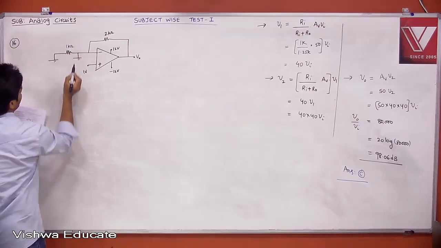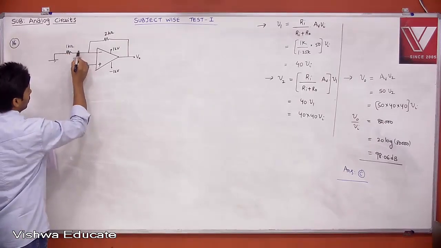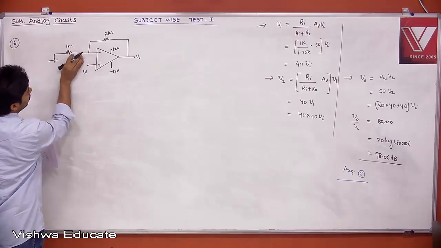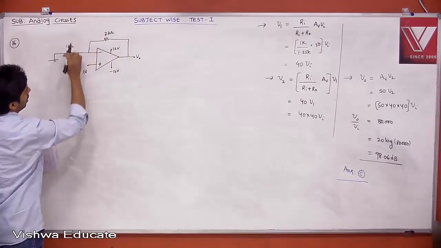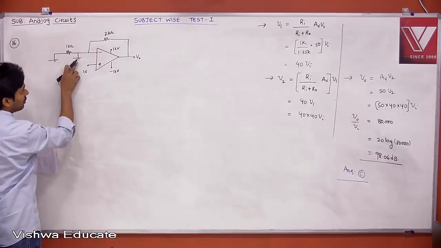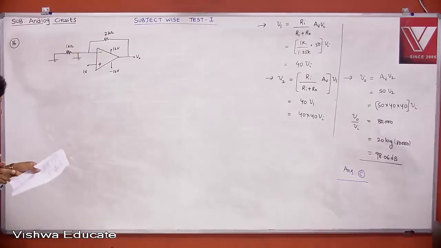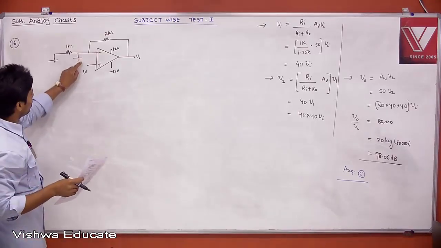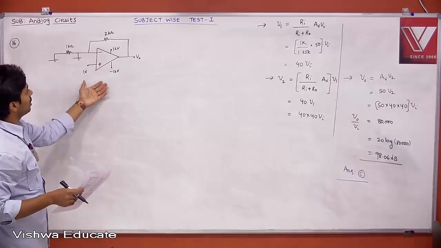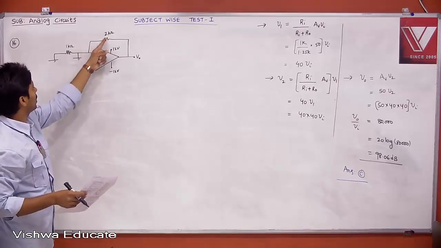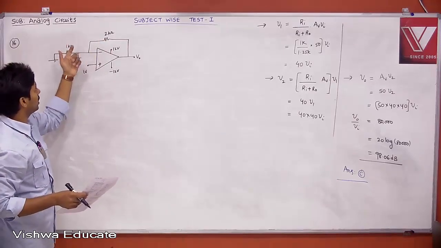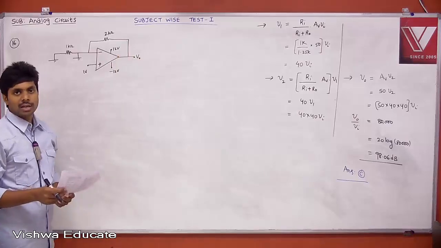Remember, if this ground is not there, it is simply 1 plus R2 by R1, right? This is given only to confuse you. If this ground is not there, it is simply a non-inverting amplifier, then 1 plus R2 by R1, 2K by 1K, 1 plus 2, 3 volt, you will get the answer.